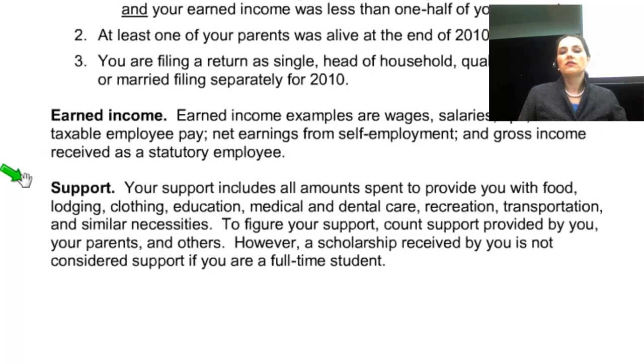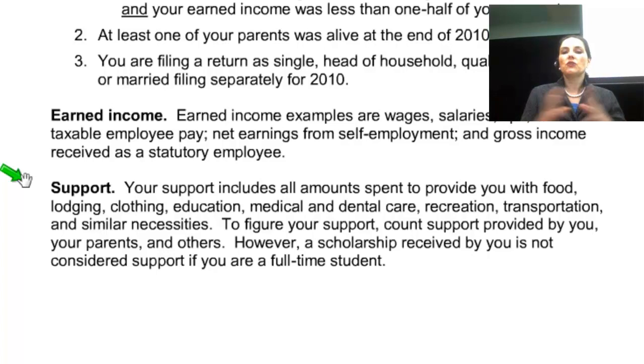Support. Your support includes all amounts spent to provide you with food, lodging, clothing, education, medical and dental care, recreation, transportation, and similar necessities. To figure your support, count support that was provided by you, your parents, and others. However, a scholarship received by you is not considered support if you are a full-time student.